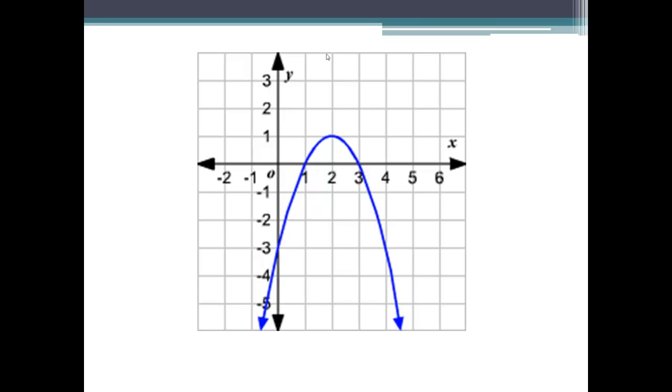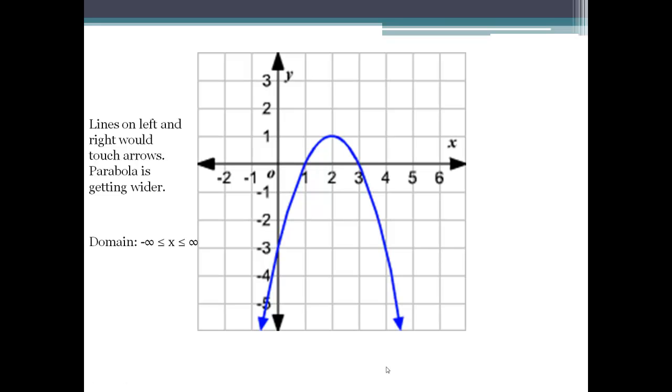So let's look at a parabola opening downward. You do the domain on this one and then press play to check your answers. Okay, hopefully you noticed that lines on the left and right would touch arrows. So you said the parabola is getting wider, which means my domain goes from -infinity to positive infinity. And the domain is all real numbers. Please be familiar with both of these notations. You will see both of them.